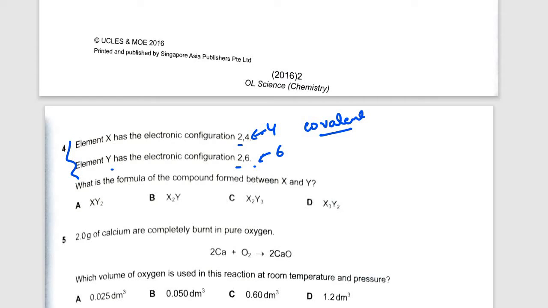So X requires 4 and this requires 2 electrons. So it is only possible if you have X, Y, and 2, like CO2. Okay, so this is your option number A. This is not possible, this is not, this is not.